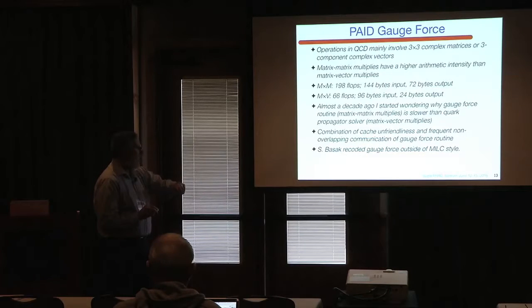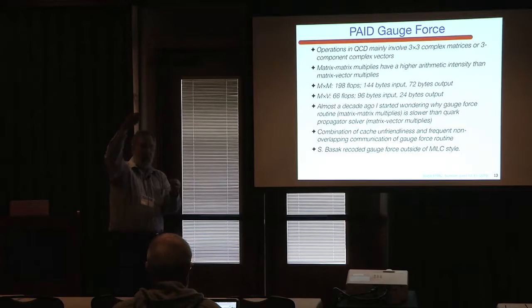All right. So the gauge force, which Alexei has been working on. In QCD, we usually have these paths from one grid point to another grid point, and the matrices represent the gauge fields, and you have to follow a path. So mostly there are matrix-matrix multiplies, which have 198 flops and this much input and output, and matrix-vector multiplies.